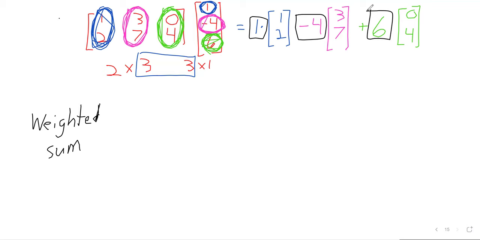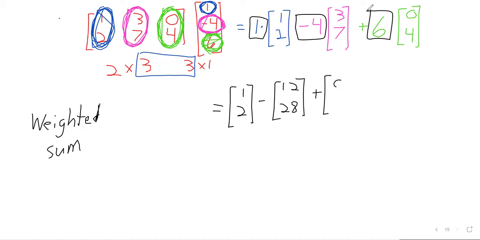And by the way, I guess I haven't finished the problem. So this is 1, 2, minus 12, 28, plus 0, 24. 1 minus 12 plus 0 is negative 11. 2 minus 28 is negative 26, plus 24 is negative 2.